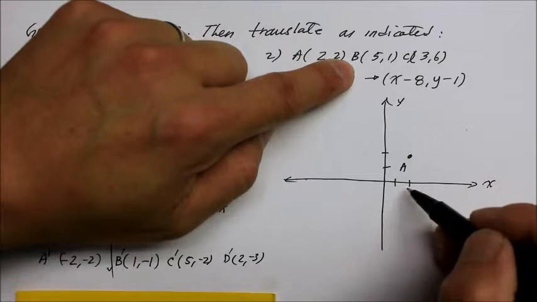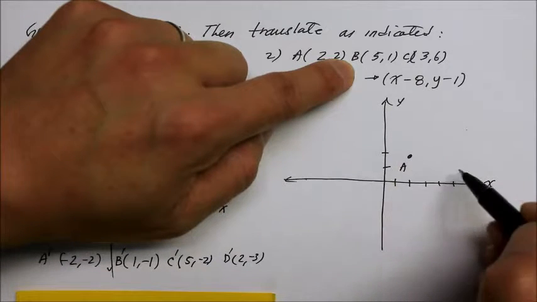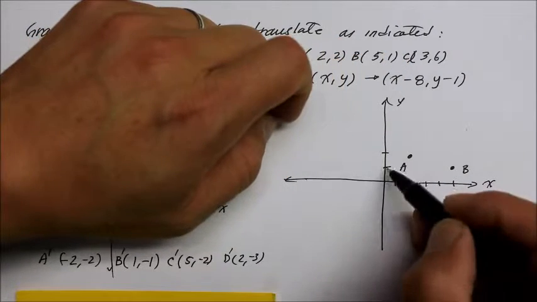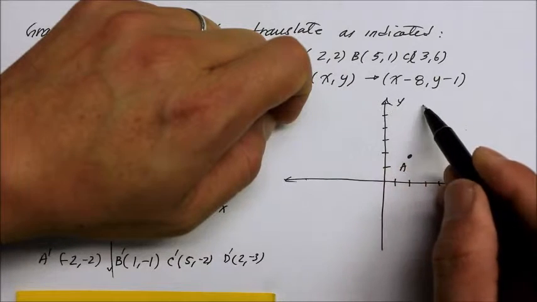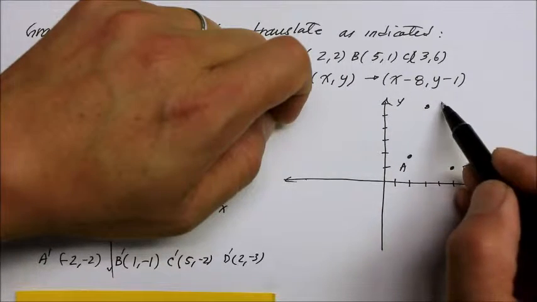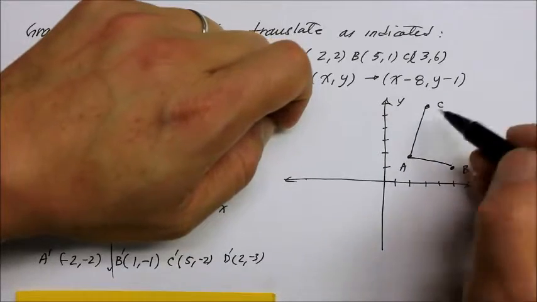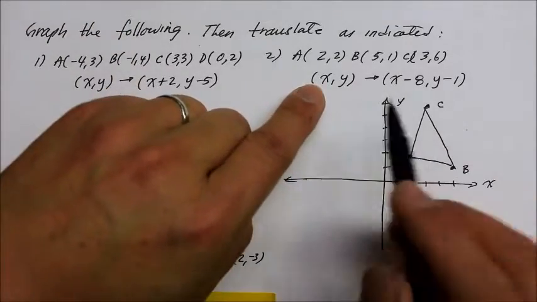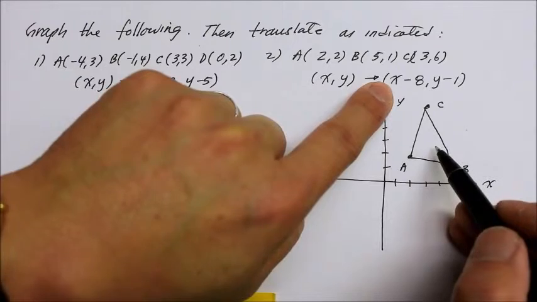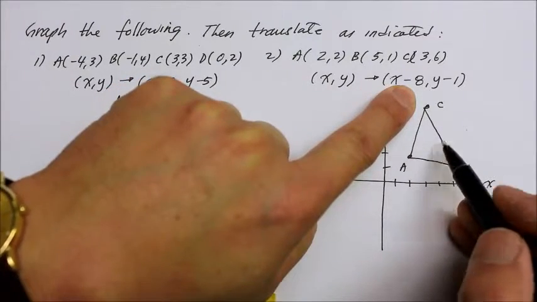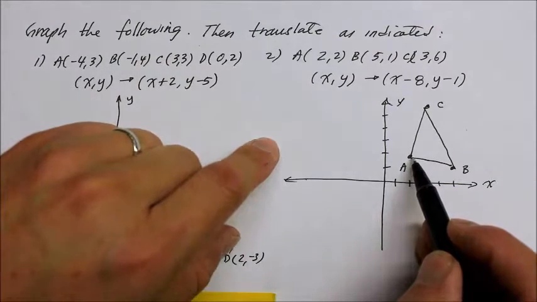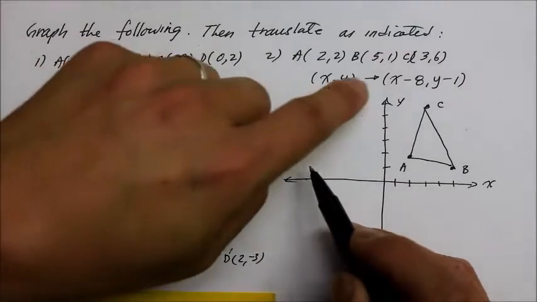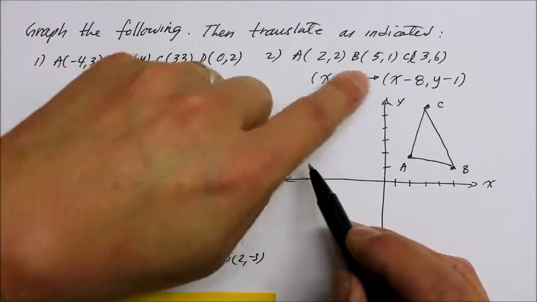Second point is 5 and 1. 1, 2, 3, 4, 5, and 1. And the third point is 3 and 6. 1, 2, 3, 1, 2, 3, 4, 5, way up there. Draw the line, we have a triangle. Now, we're going to take the x and y, and whatever the x is, we're going to subtract the 8. That means we're going to move left 8 spaces. Now this time, instead of counting, let me just take that 8, whatever the x is, the 2.